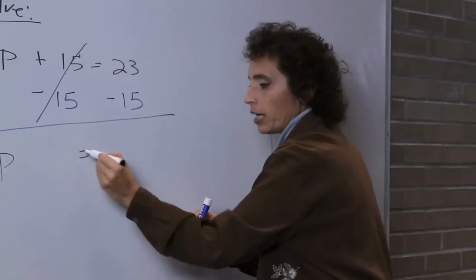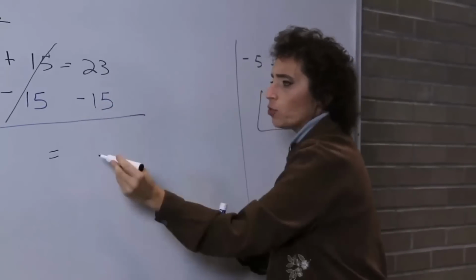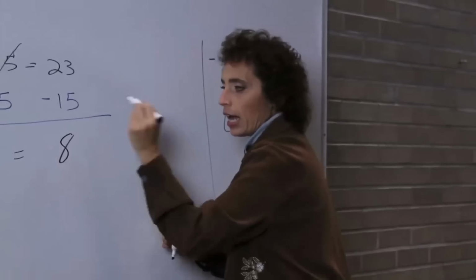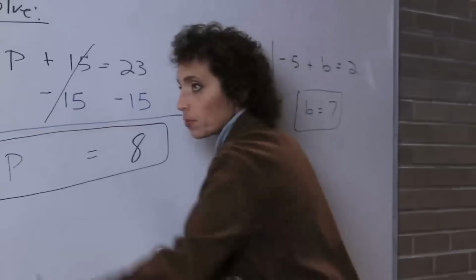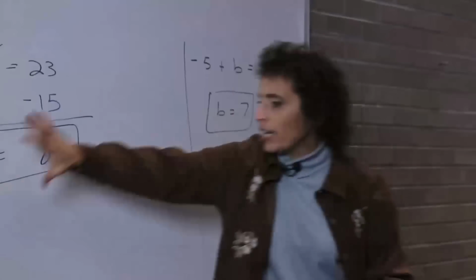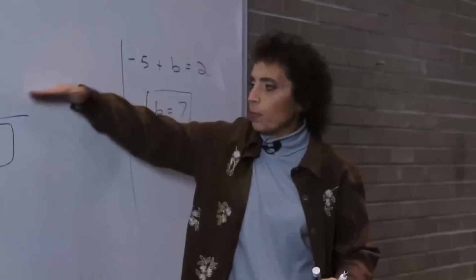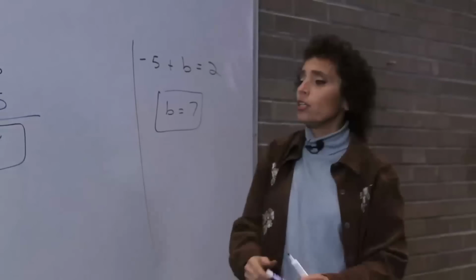And now the equal sign comes down, and I have 23, I owe 15. So if I have 23 and I owe 15, I have 8. So the answer to this problem is 8. Okay? So we've accomplished the goal. Variables on one side, numbers on the other. Okay? Remember that whatever you do to one side, you do to the other to keep the scale in balance.